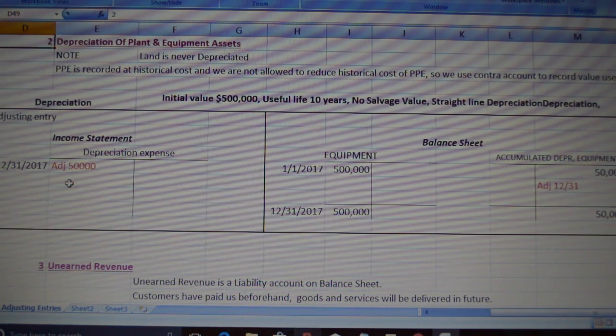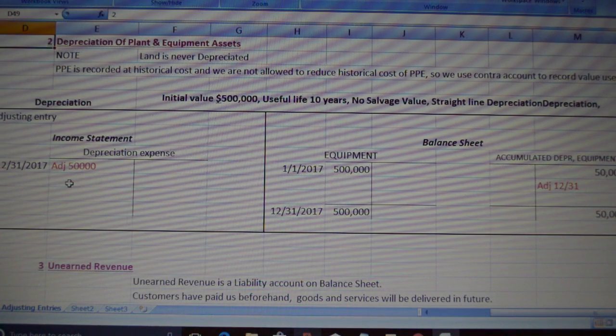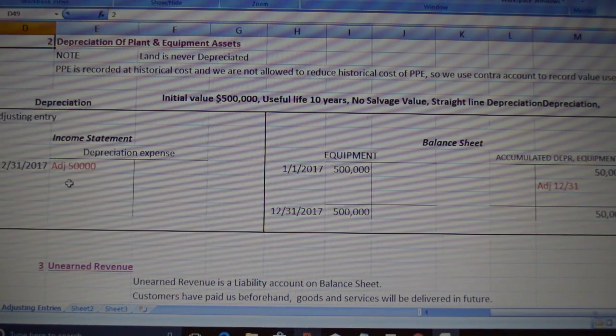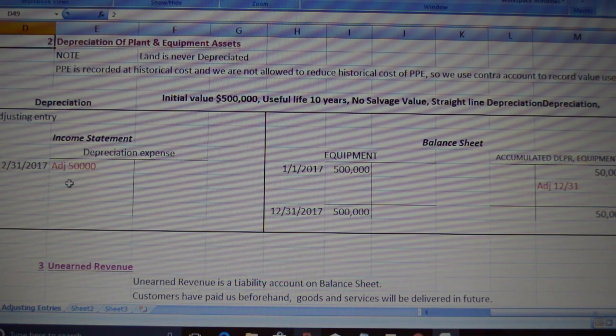Also notice that the accumulated depreciation equipment account is not a liability account. It is a contra asset account which stays with the equipment on the asset side of the balance sheet.